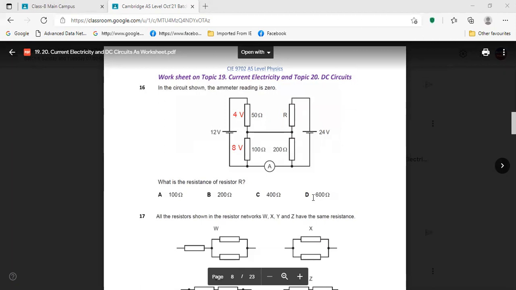Now they are saying the ammeter reads 0, right? If the ammeter reads 0, that means the potential difference between these two terminals should be 0. So if it is 8 volt, this one should also be 8 volt. Then we don't have any potential difference.